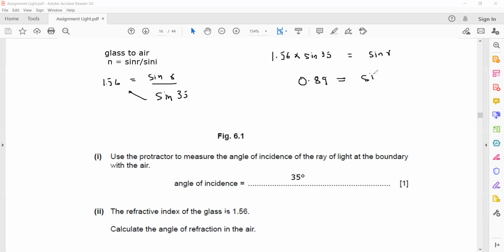But you don't need sine r, you need only r. When sine moves to the other side, it becomes sine inverse. So sine inverse 0.89. What is the answer? Shift sine inverse gives 62.9. So the angle will be 62.9.